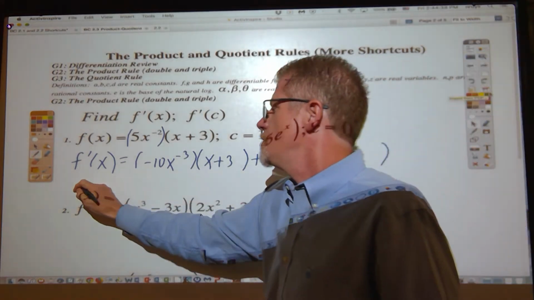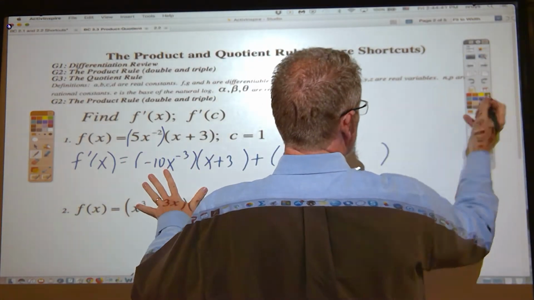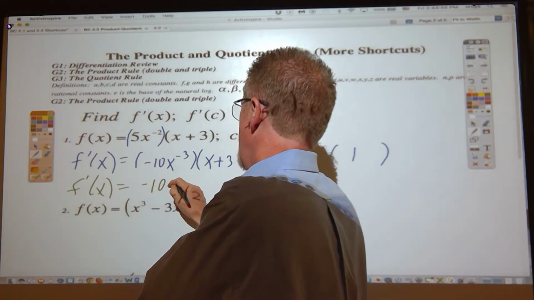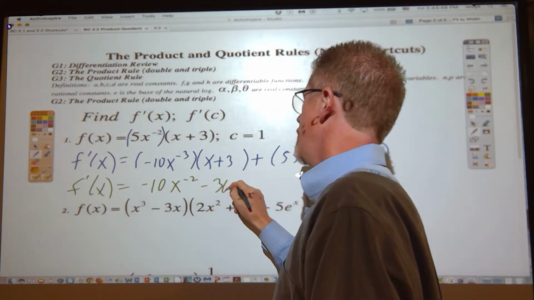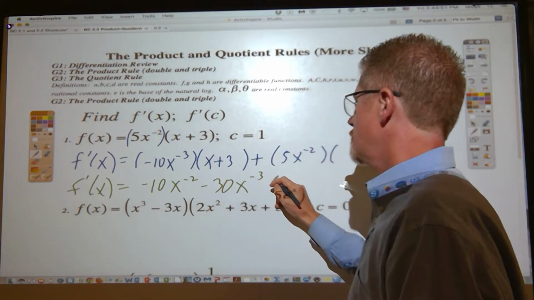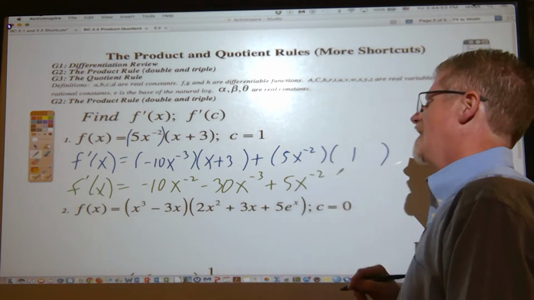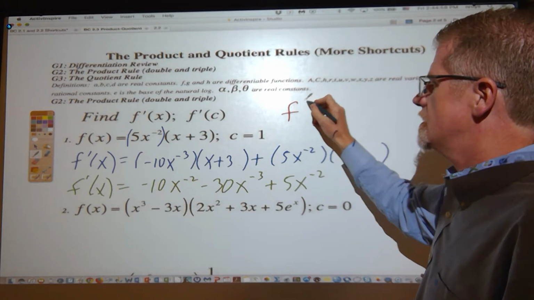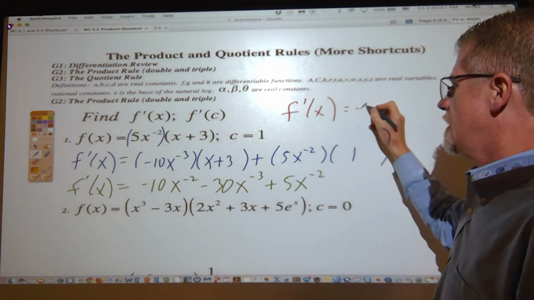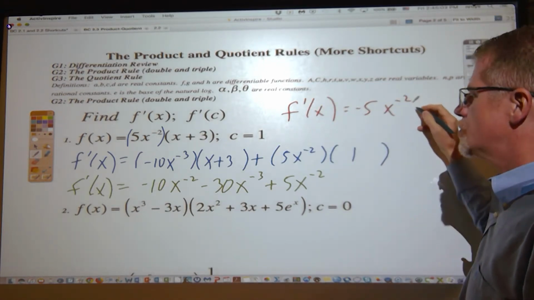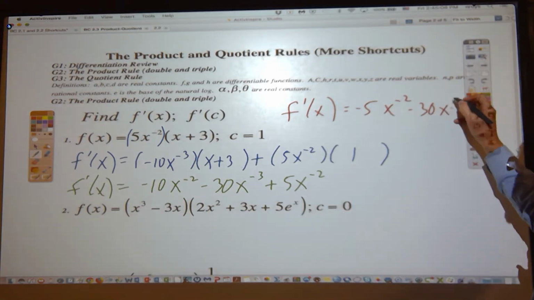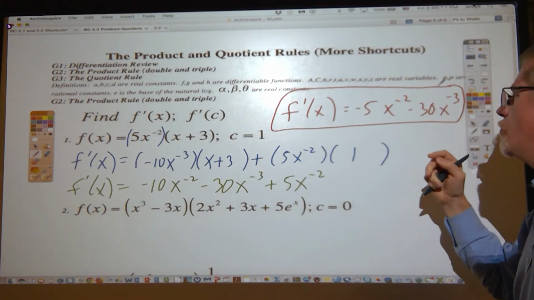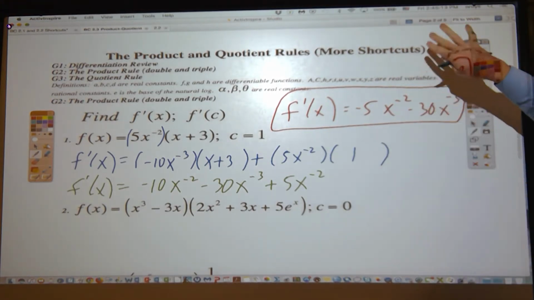You can simplify it. You would get f prime of x, switching to green, f prime of x equals negative 10x to the negative 2 minus 30x to the negative 3 plus 5x to the negative 2, combining like terms to get a final answer of negative 5x to the negative 2 minus 30x to the negative 3. So if this were a multiple choice test, this would probably be the form. I mean, this might be the form. Who knows? They might get rid of the negative exponent.